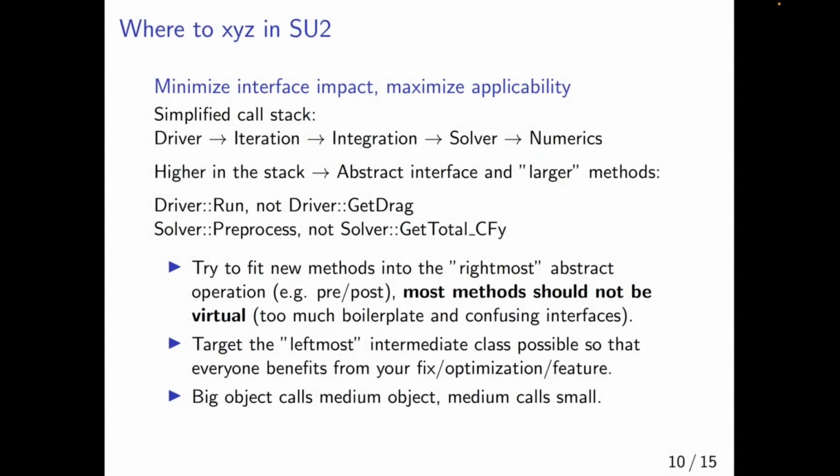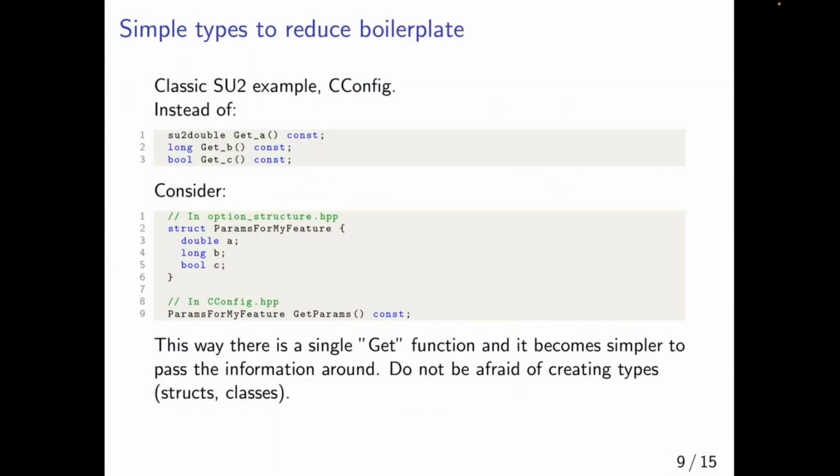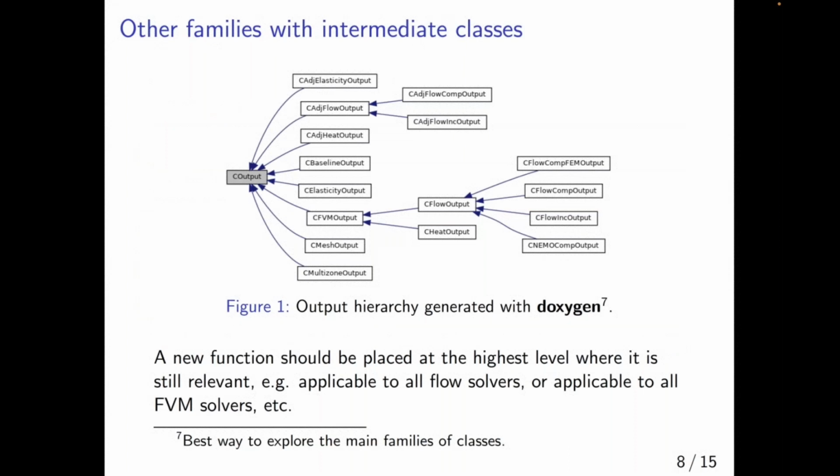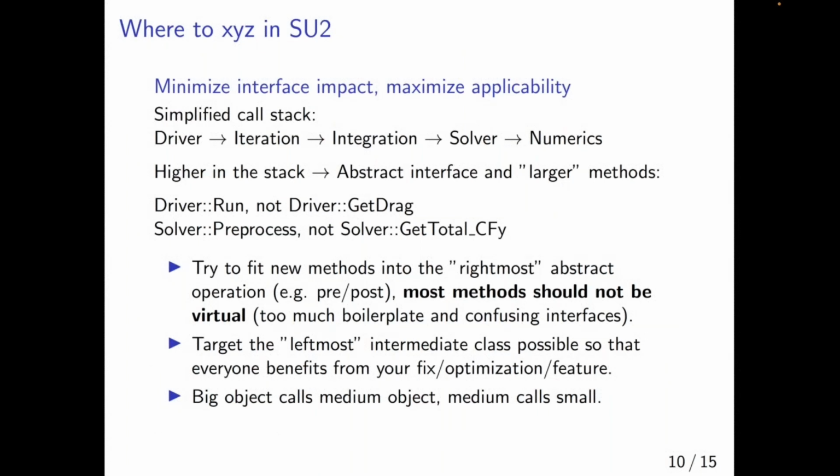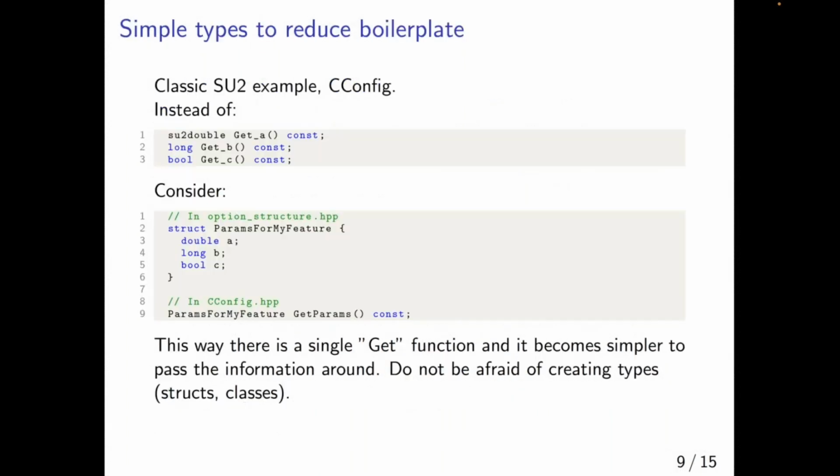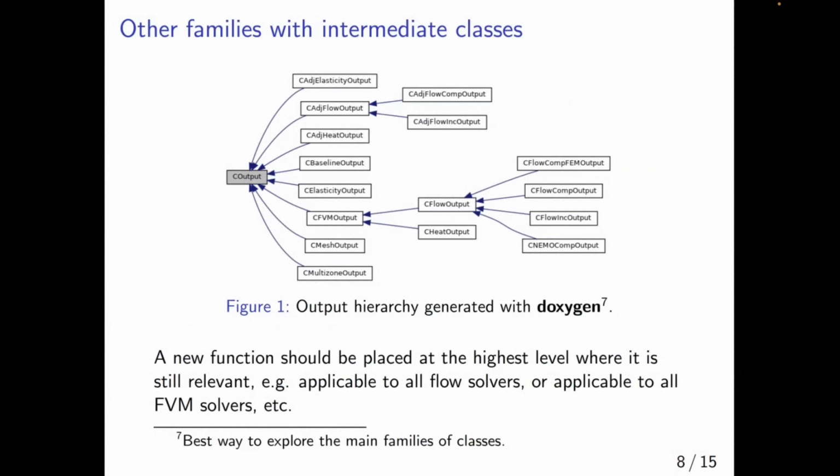And then within each hierarchy of these things, so within each hierarchy of solvers or each hierarchy of numerics, you should try to put it to the left. So at the level where the most people benefit from your new implementation or your new whatever, right? So if there's a new output, if you want to output a new flow quantity that's relevant for all these things, then put it here. Don't put it here just because you're doing compressible flows right now.